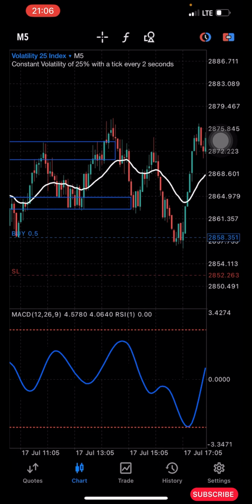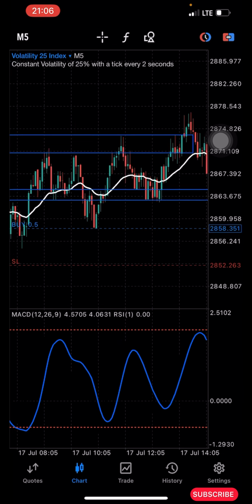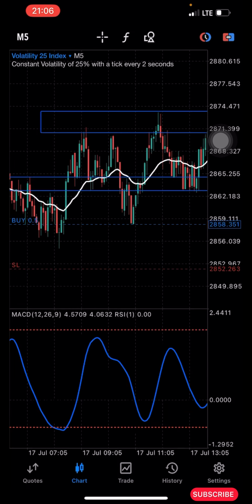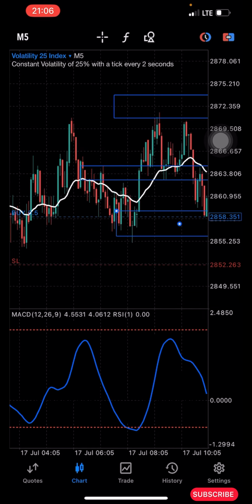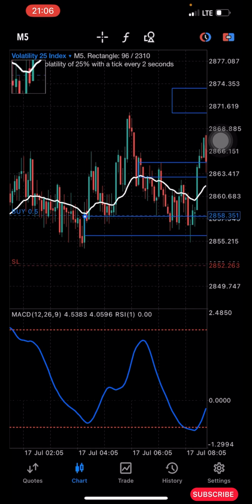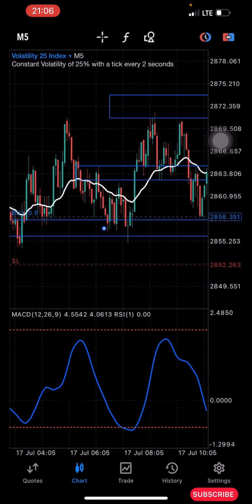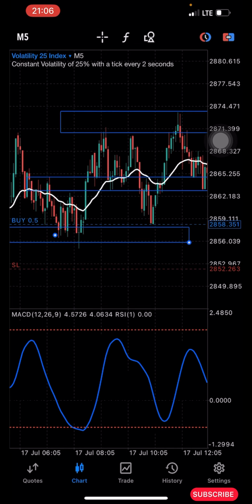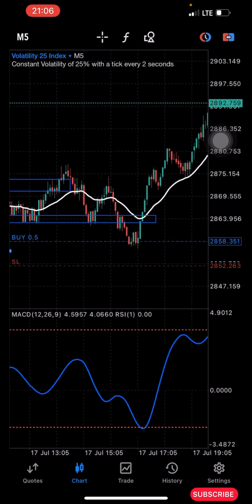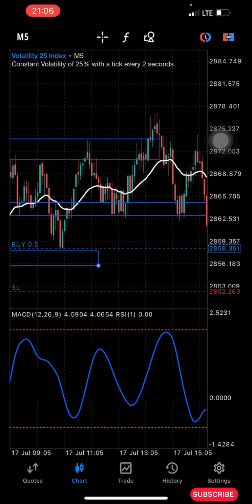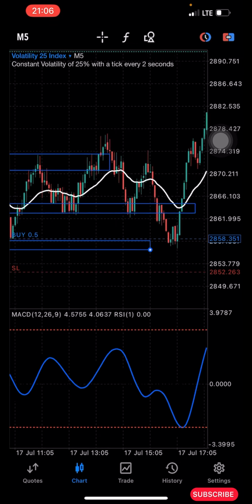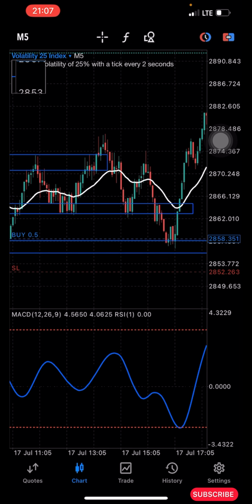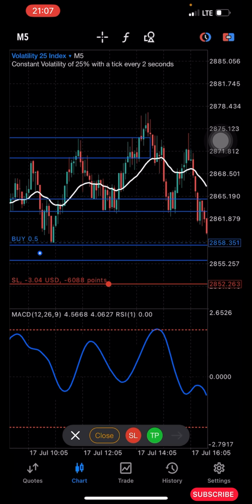Then also, if you can see below, there is another support area here, right? There is another support area here that I was expecting price to maybe come back and find support at. So that's what I did around that area, and this is what price did.